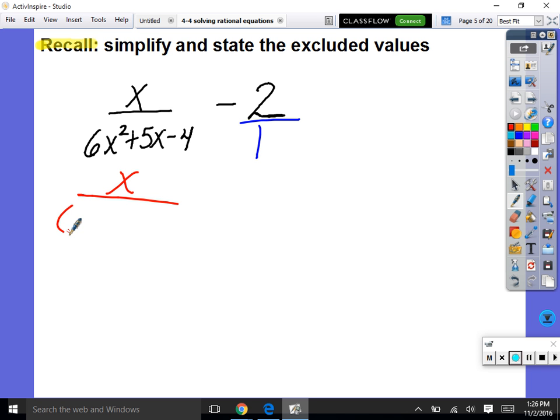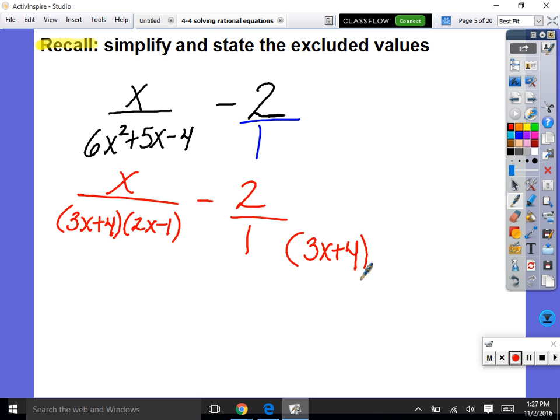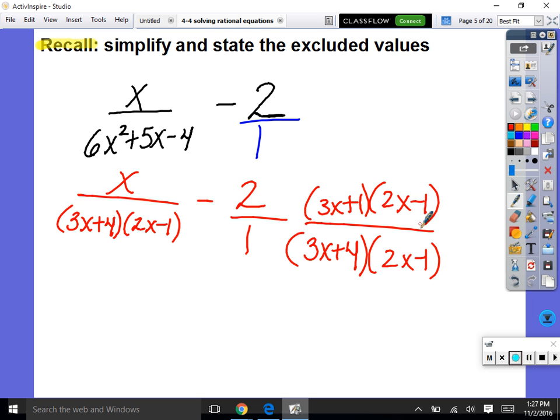So what does the bottom factor to be? 3x plus 4, 2x minus 1. Very good. And then we have minus 2 over 1. So then we knew we had to multiply by that, which is 3x plus 4 times 2x minus 1, to the top and bottom. Okay, now let me explain what I was talking about again. This is where people have a hard time multiplying this out correctly. So what I want you to do is look at it like this. X over the common denominator minus 2 times, isn't all that?